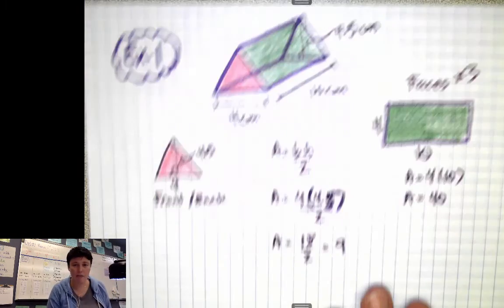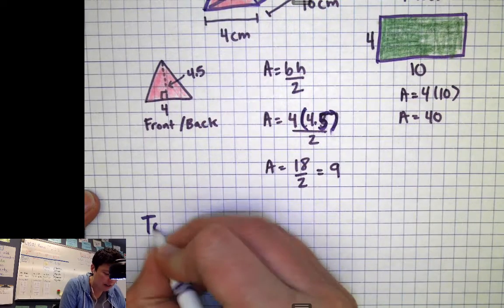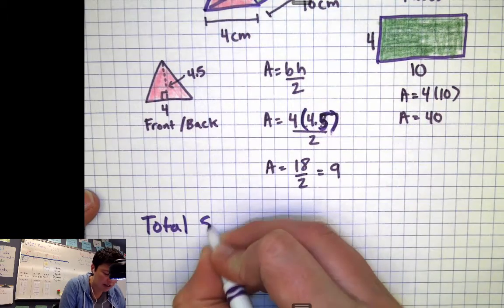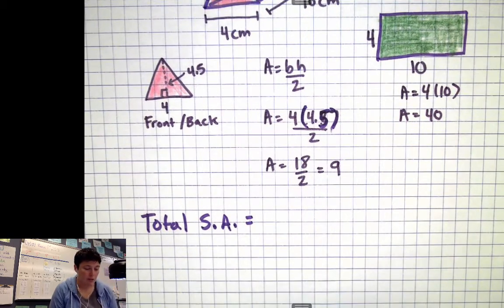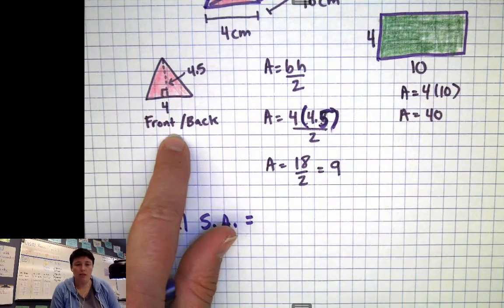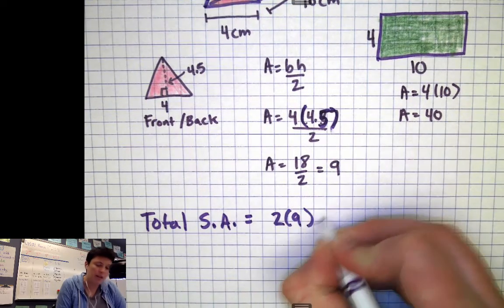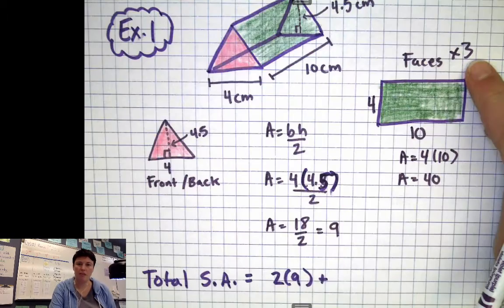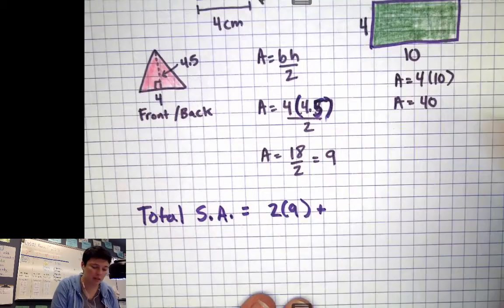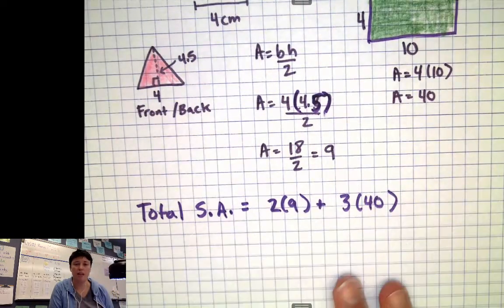So now I'm ready for my total surface area. And I'm going to write total surface area, total SA, equals, let's see, what do we need to do? Well, we need to do 2 of the triangles, which were an area of 9. So 2 times 9, plus how many of these rectangles? There were 3. Remember we wrote times 3? And these are 40. So we're going to do 3 times 40. And then I'm ready to put this math together.